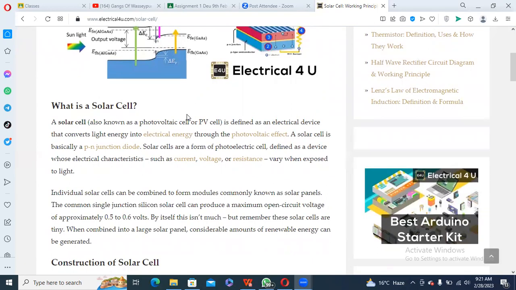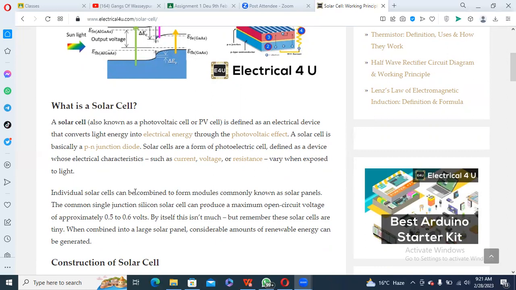A solar cell is basically a PN junction diode. Solar cells are a form of photoelectric cells, defined as a device whose electrical characteristics, such as current, voltage, or resistance, vary when exposed to light. Individual solar cells can be combined to form modules, commonly known as solar panels.